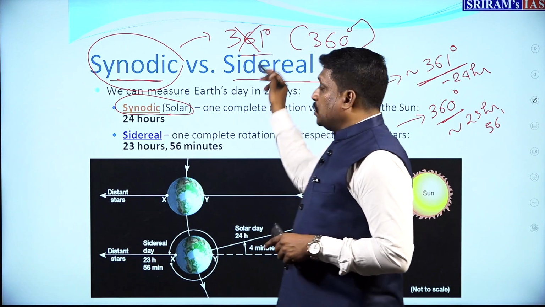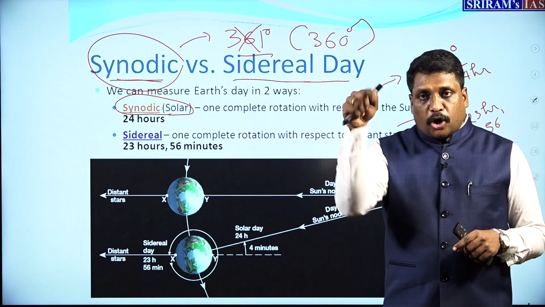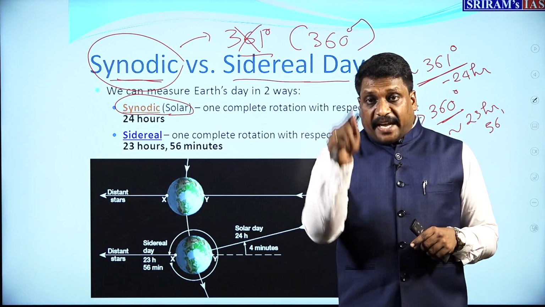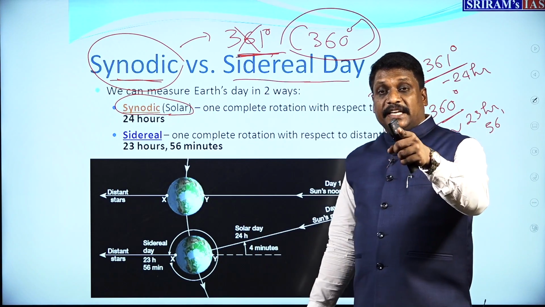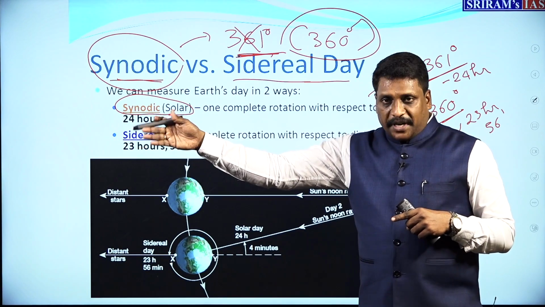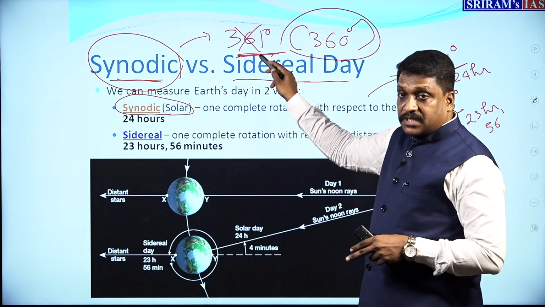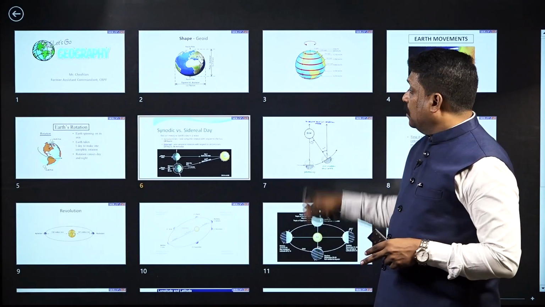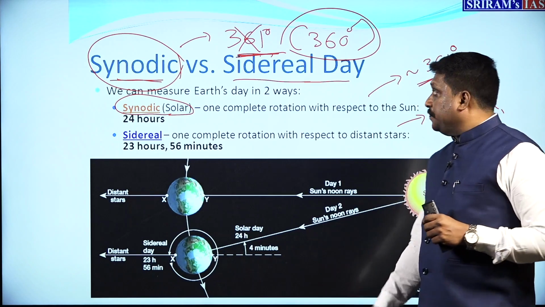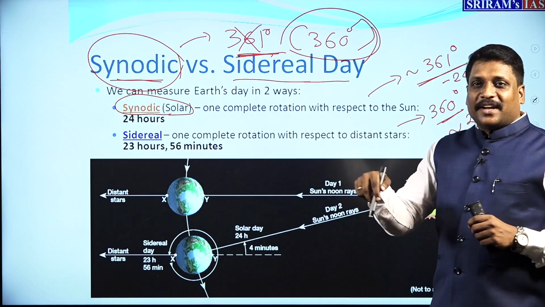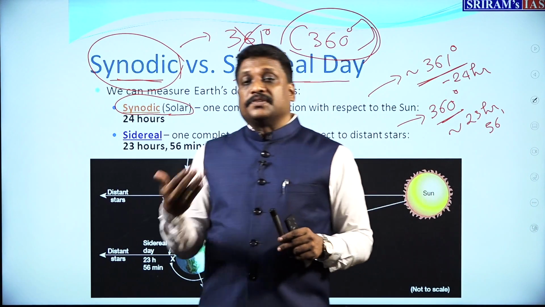Because this 361 is that angle which Earth would have rotated on its own axis. But the same 361 degrees on its own axis is also 360 degrees with respect to what? Sun. You getting it? So when I talk about synodic day, I am going to take this synodic day, but not 361. Only 360 I am going to consider. For the simple clarification I said, right, this 360 is not on its own axis. It is with respect to what? Sun.